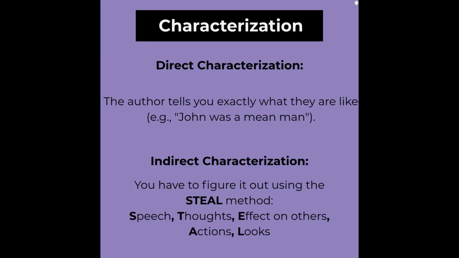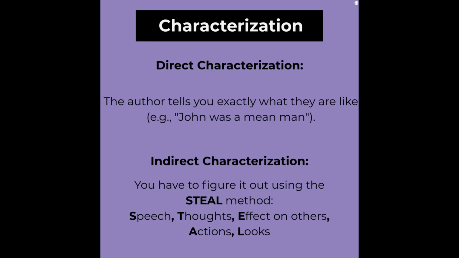Characterization. Direct characterization is when the author tells you exactly what the character is like. For example, John was a mean man. Indirect characterization, however, is when you have to figure it out using something like the STEAL method, which is speech, thoughts, effect on others, actions, and looks.